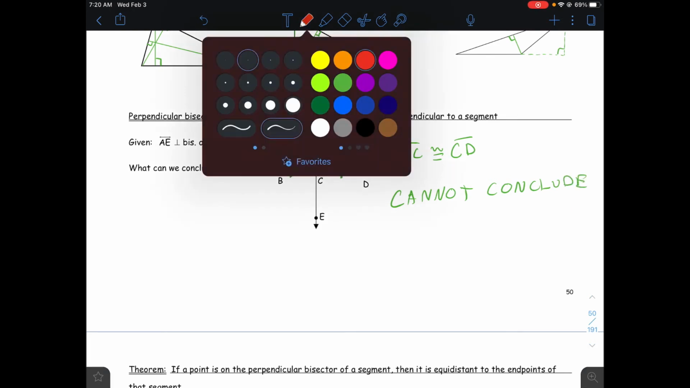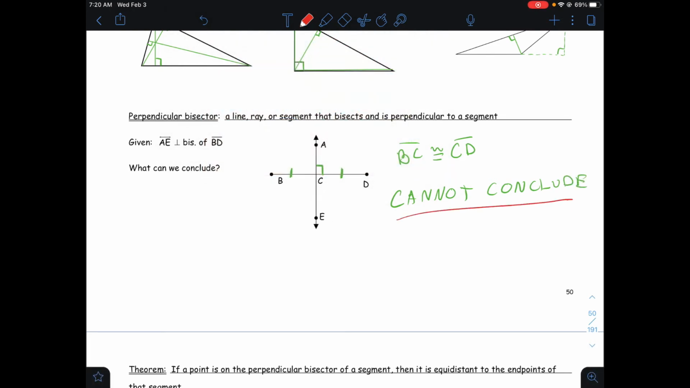All right. And maybe I'll underline that. We don't know that AC is congruent to CE. Okay. Because they didn't tell us that BD is a perpendicular bisector. So since AE is a perpendicular bisector, we know that it bisects this, but we can't say that the opposite is true. All right.